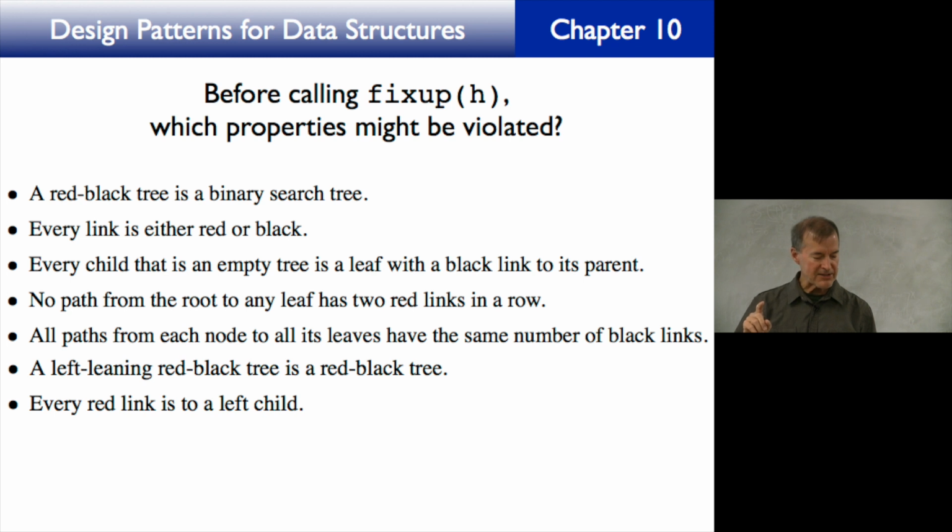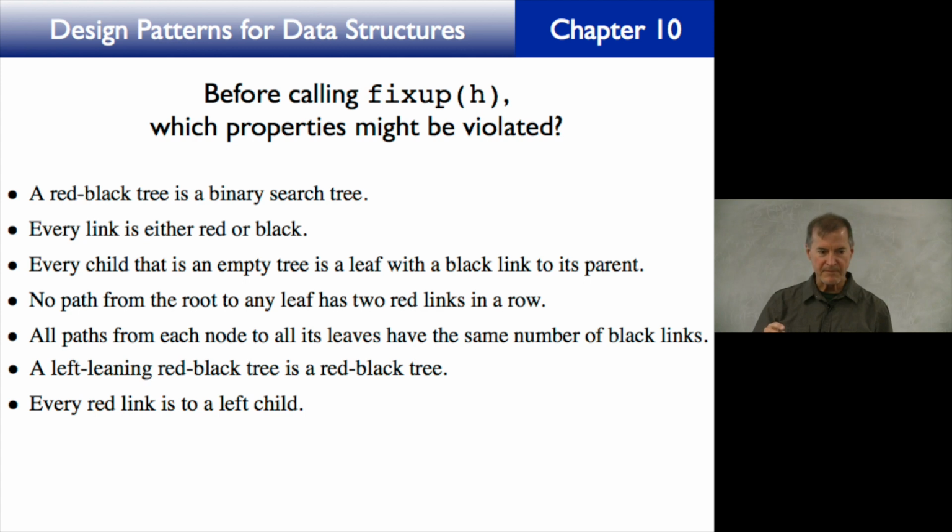So we agree that property is not violated. How about every link is either red or black? Is that property violated? No, because we didn't put a purple one in, right? So it's either red or black, that's still good. Every child that is an empty tree is a leaf with a black link to its parent. So that one that we stuck in, didn't the constructor make it null pointer and null pointer? And so is that still satisfied? Okay.